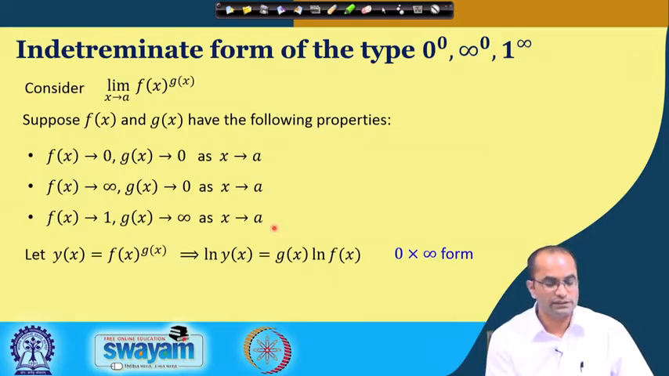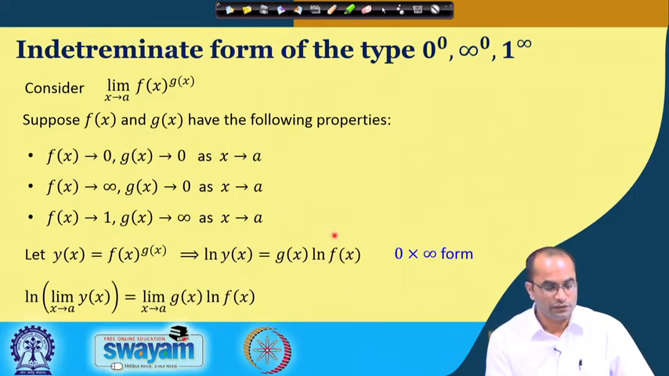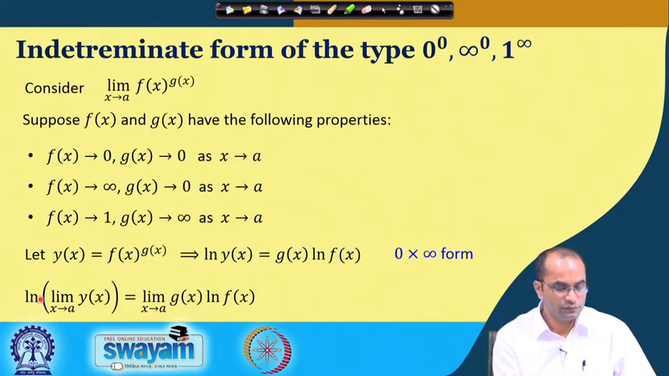So, in all these cases, whether f(x) goes to 0 and g(x) goes to 0, meaning 0 power 0 form, infinity power 0 form, or 1 power infinity form, we will have 0 into infinity form once we take the logarithm of this expression and then we take the limit. While taking the limit here, this will become ln, and since this is a continuous function, we can bring this limit to the argument here: limit as x goes to a of ln y(x) is equal to the limit as x goes to a of g(x) into ln f(x).